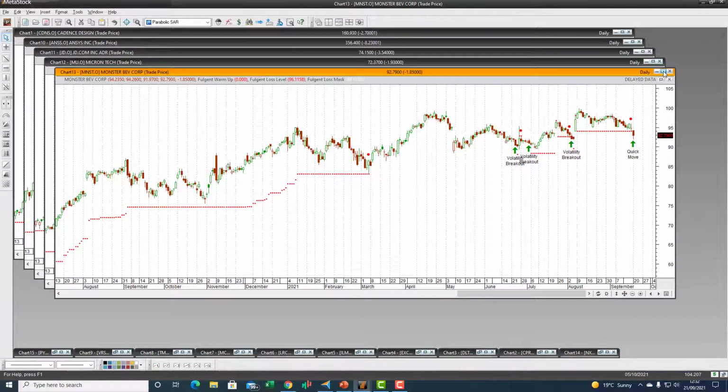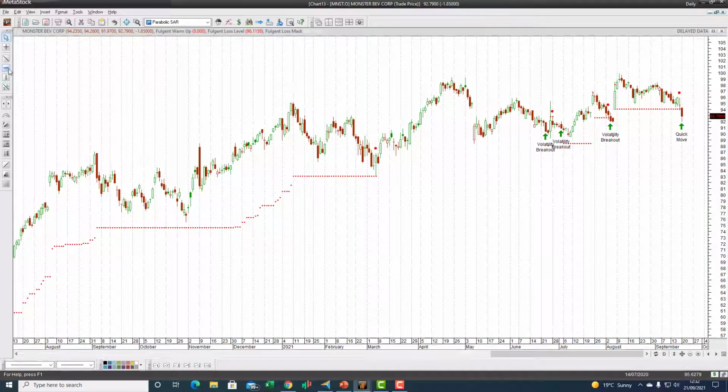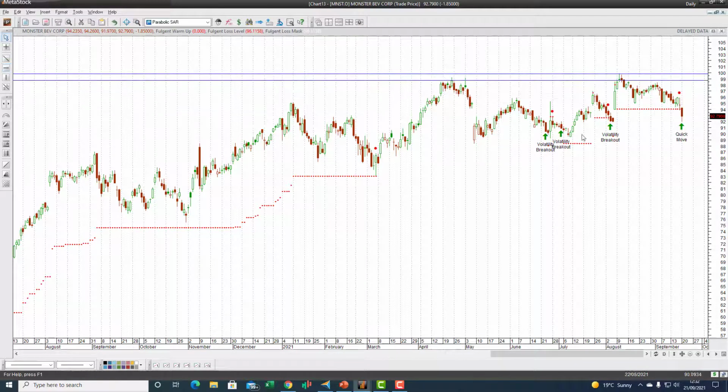Monster Beverage is also having a quick move to the upside there. Old highs here would be the resistance zone. So that cluster of resistance there stays in place. So that's the upside profit target we have on the swing trade. And then there's a wide trailing stop loss at between 90 and 89.95.